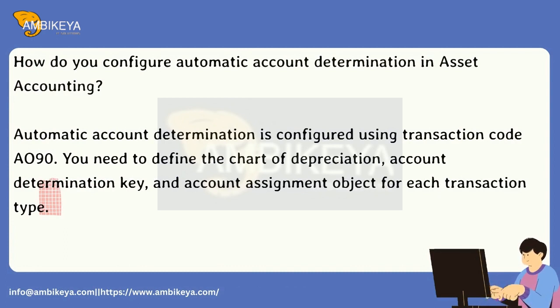How do you configure automatic account determination in asset accounting? Automatic account determination is configured using transaction code A090. You need to define the chart of depreciation, account determination key, and account assignment object for each transaction type.